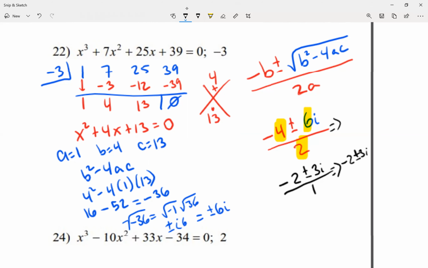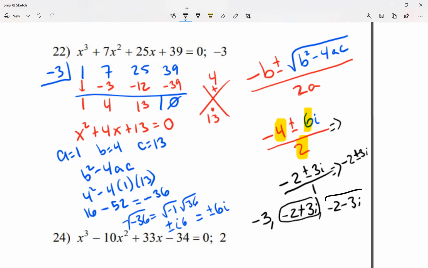So my three solutions: -3 was given, right? That was my first root. That was given. My other roots are going to be -2 plus 3i, and then -2 minus 3i. The first one will be given, so I'm only asking for the other two.